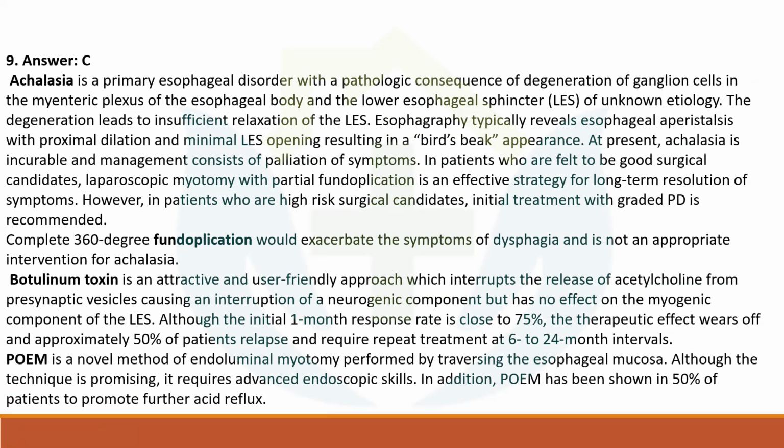Why do we see this answer? Because the diagnosis here is achalasia. It is a primary esophageal disorder with pathological consequences of degeneration of ganglionic cells in the myenteric plexus of the esophageal body and the lower esophageal sphincter. The degeneration leads to insufficient relaxation of the lower esophageal sphincter, and esophagography typically reveals esophageal aperistalsis with proximal dilatation and minimal lower esophageal sphincter opening, resulting in a bird beak appearance. Could you see the esophagography? They have given the finding that was the clue in the question for the diagnosis.